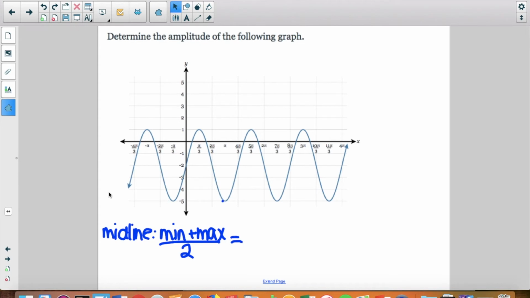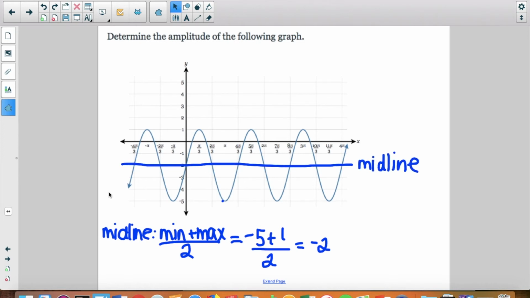In this case, our minimum is -5. Our maximum is 1. We have to divide that by 2. -5 plus 1 is -4. -4 divided by 2 is -2. So our midline is at y equals -2.